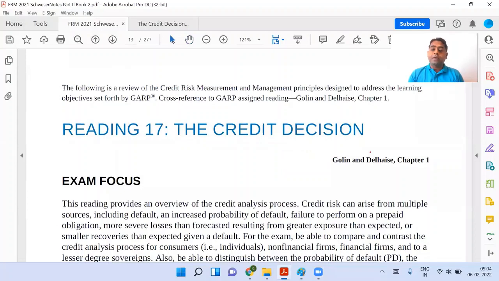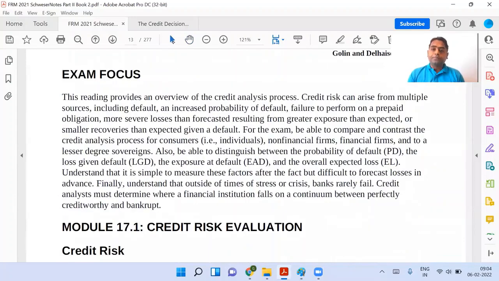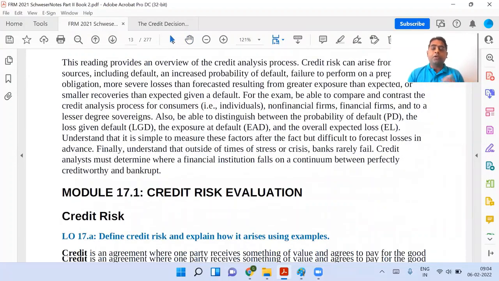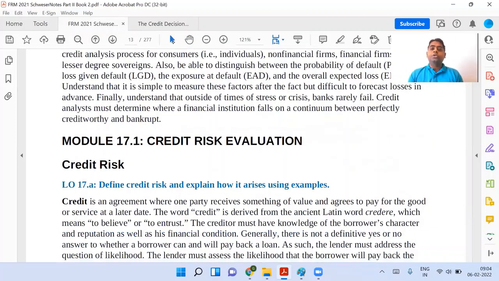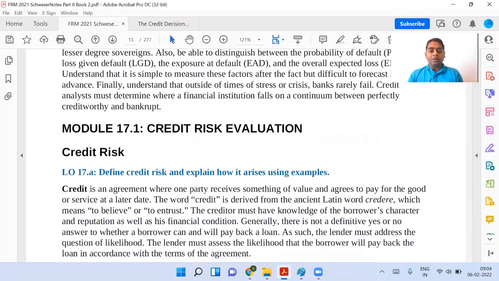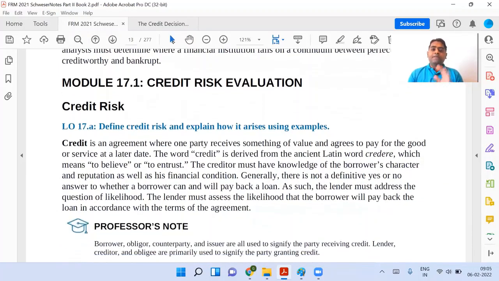Now, when we go towards the first module, side by side I'll also be running a short PPT, which has some details that I feel are something extra. I'll be running that wherever possible. First and foremost, credit risk.